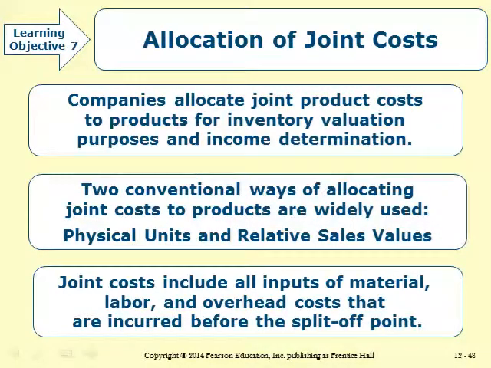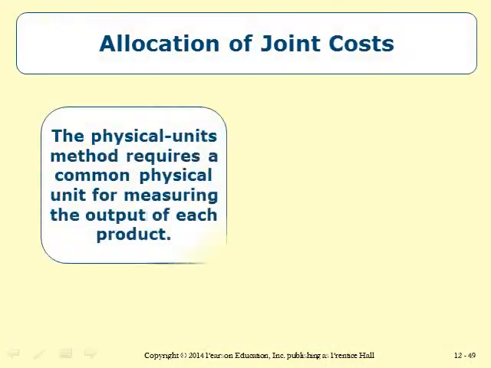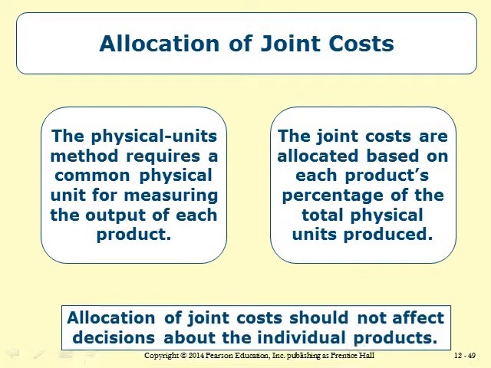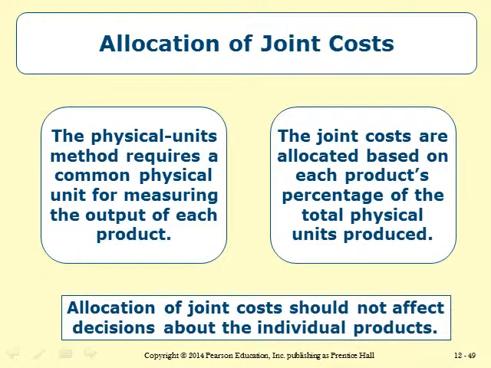Companies routinely allocate joint product costs to products for purposes of inventory valuation and income determination. And as we said earlier, there are two conventional ways of allocating joint costs to products, either physical units or relative sales value. The physical units method requires a common physical unit for measuring the output of each product. The joint costs are allocated based on each product's percentage of the total physical units produced. Allocation of joint costs should not affect decisions about the individual products.